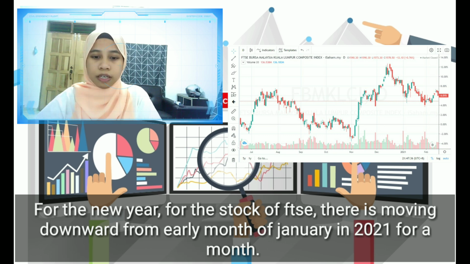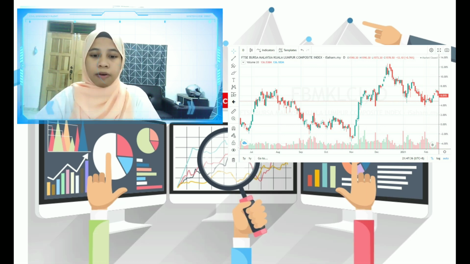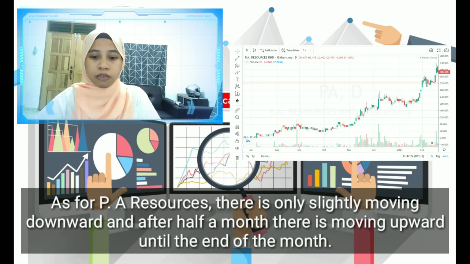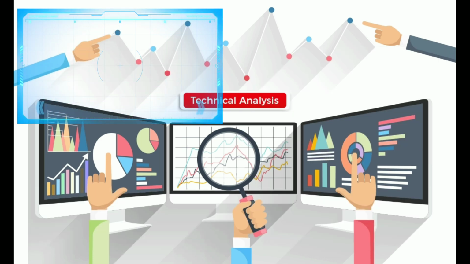For the new year, the stock of FTSE is moving downward from the month of January 2021 for a month. Meanwhile, for PA Resources, there is only a slight downward movement, and after half a month, it moves upward until the end of the month.